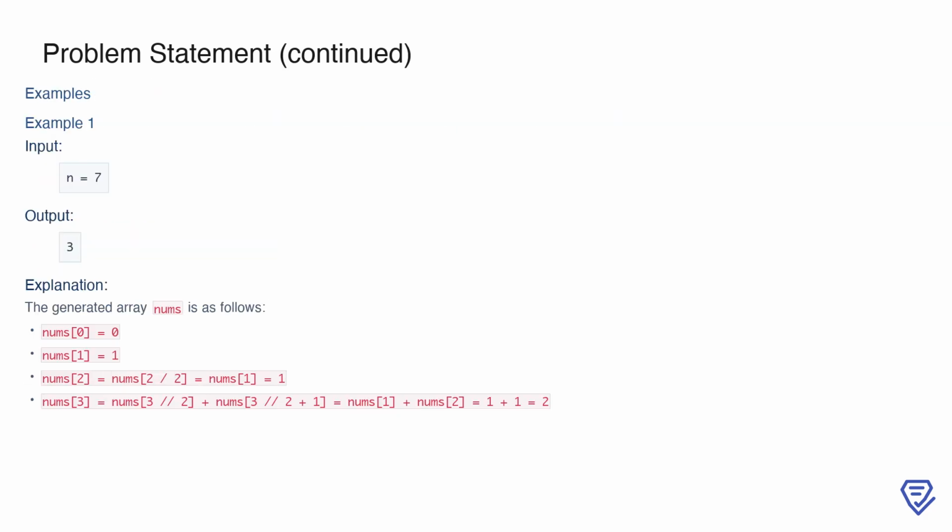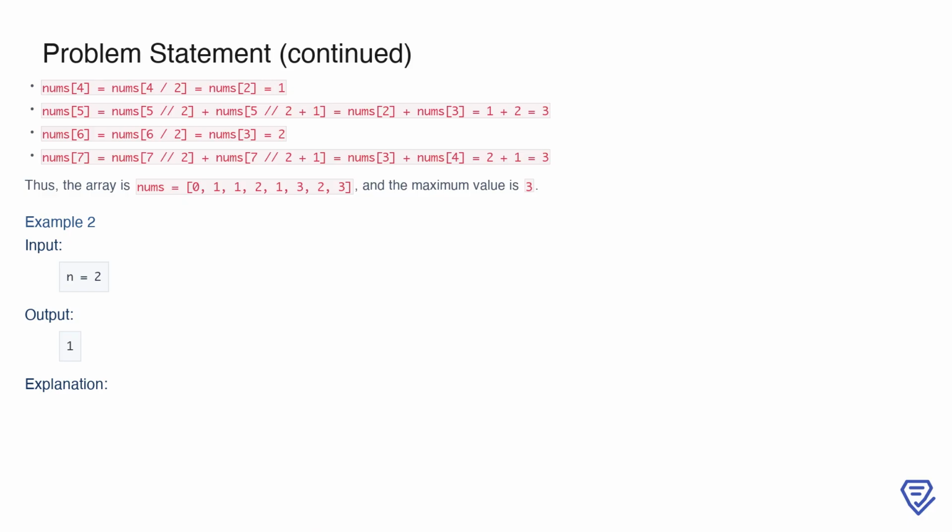Let's look at the first example, where n equals 7. The goal is to generate the array nums as described. Starting with the initial values, nums[0] equals 0 and nums[1] equals 1. Next, for i equals 2, since 2 is even, we calculate nums[2] equals nums[2/2] equals nums[1] equals 1. For i equals 3, which is odd, we calculate nums[3] equals nums[3/2] plus nums[3/2 + 1] equals nums[1] plus nums[2] equals 1 plus 1 equals 2. These calculations follow the defined rules for generating the array.